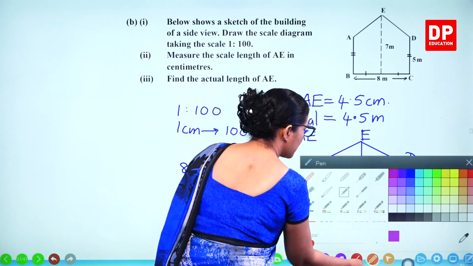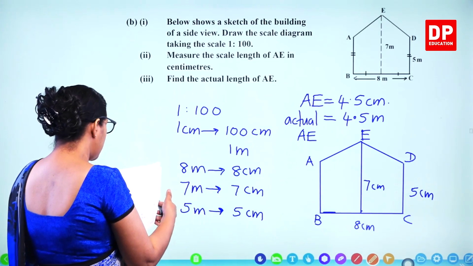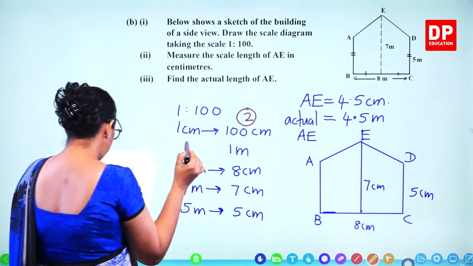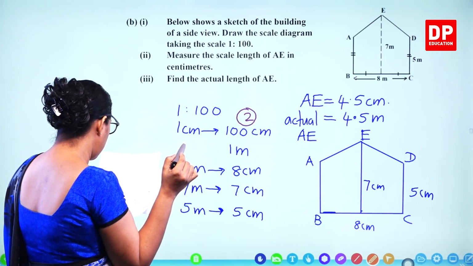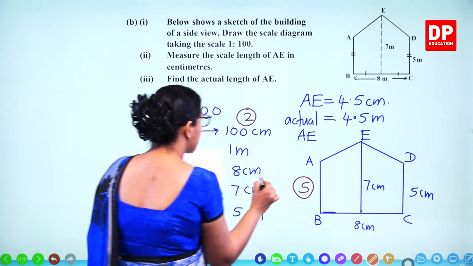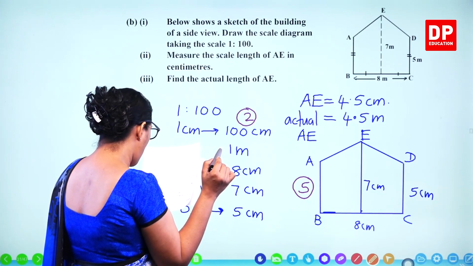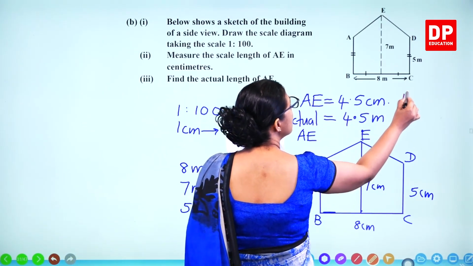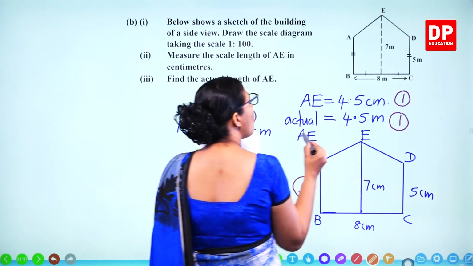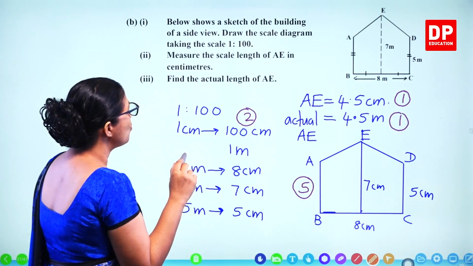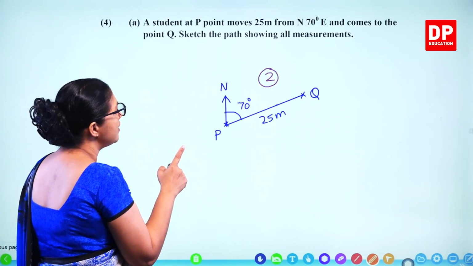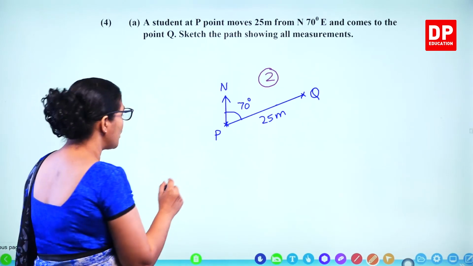So let's give marks for this. You are getting for the scale 2 marks here. And scale diagram, you are getting 5 marks and 1 mark for the map length and actual length, 1 mark. So 5 to 7, 8, 9, and the previous one 2, 11 marks for that question.